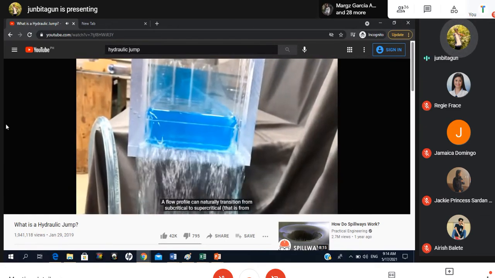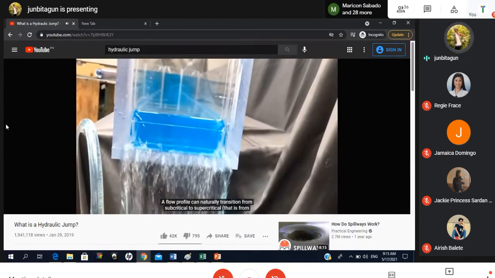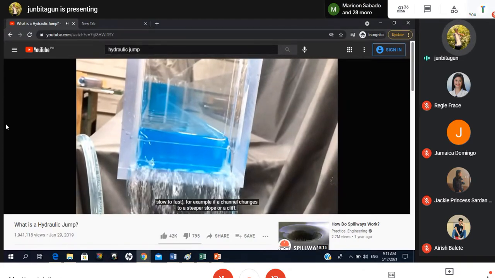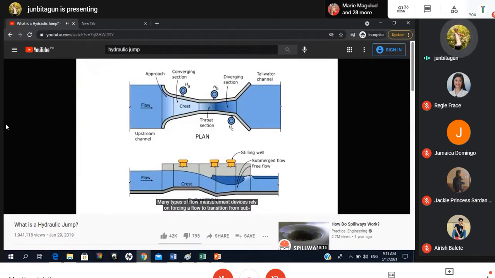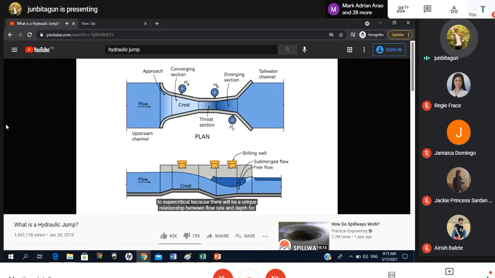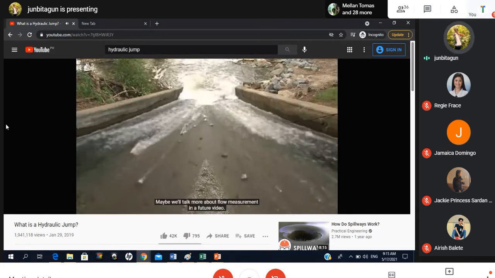A flow profile can naturally transition from subcritical to supercritical. That is, from slow to fast. For example, if a channel changes to a steeper slope or a cliff. Many types of flow measurement devices rely on forcing a flow to transition from sub to supercritical because there will be a unique relationship between the flow rate and the depth for a given geometry. Maybe we'll talk more about flow measurement in a future video.